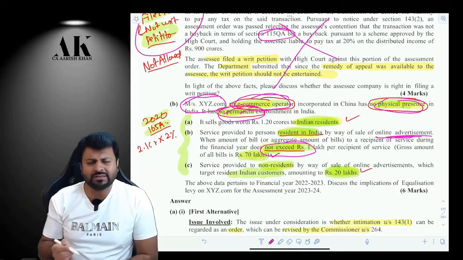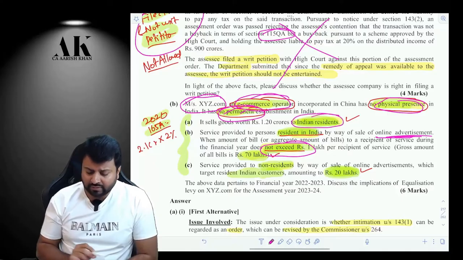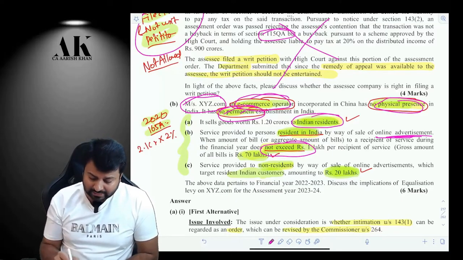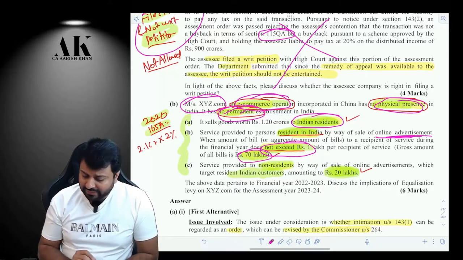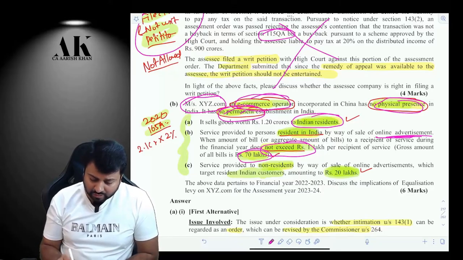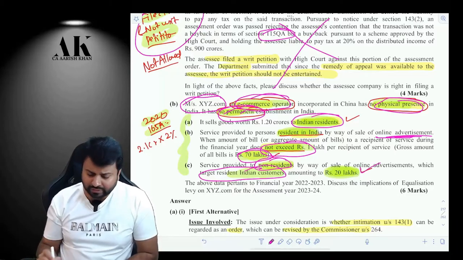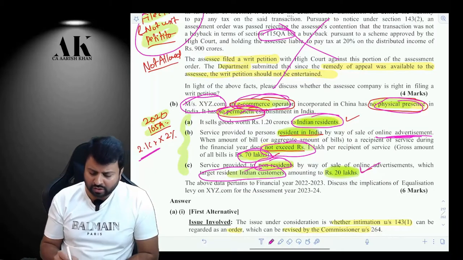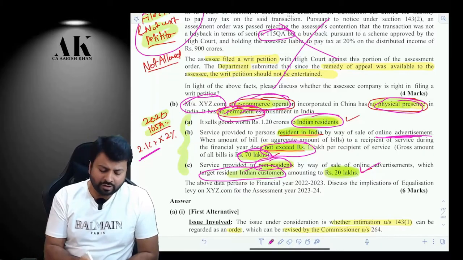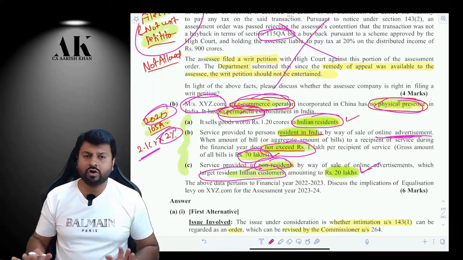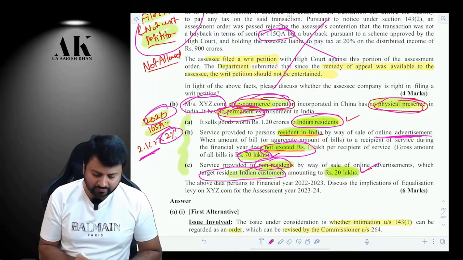So now it's a very, very simple question. You are providing services of 1.2 crore, you are selling goods of 1.2 crore to Indian residents, to other Indian residents you are selling goods of 70 lakhs, and to non-residents who target Indian customers, that is also covered in 2020 equalization levy, you are selling 20 lakhs. So total you are selling almost 2.1 crore, which is greater than 2 crore. So you are satisfying all the conditions of 2020 equalization levy. Therefore, xyz.com is liable for what? Equalization levy at the rate of 2% on 2.1 crore.